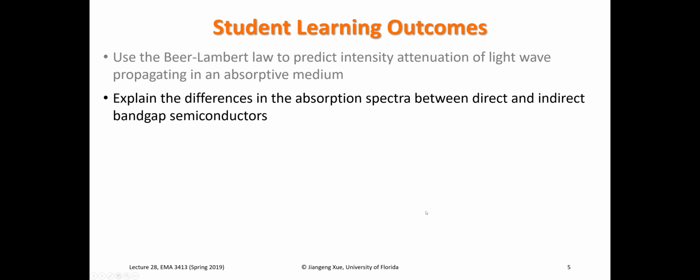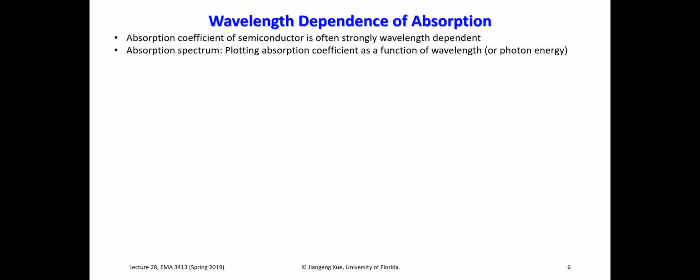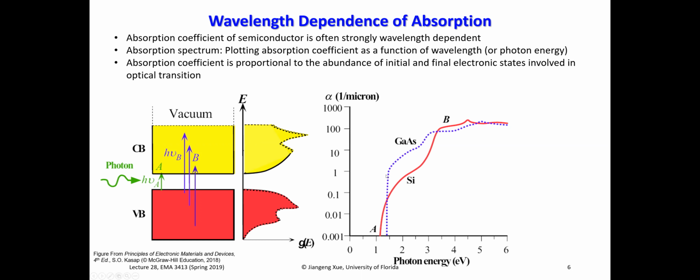The second student learning outcome is that you should be able to explain the difference in the absorption spectrum of a direct and indirect bandgap semiconductor. The absorption coefficient typically is wavelength dependent. Shown here are the absorption spectra of gallium arsenide and silicon, two different semiconductors. The absorption coefficient is proportional to the abundance of the initial states, which are in the valence band, and the final states, which are in the conduction band. When you pair up those states, anytime the energy difference matches the photon energy, you have absorption. On the absorption spectrum, there are a few characteristic features.